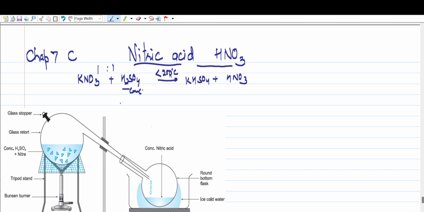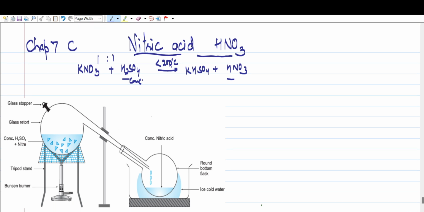Then the question may be asked: why have we taken the retort? The glass retort is taken so that the nitric acid vapors that are formed are immediately condensed. So nitric acid is collected, as the vapors are immediately condensed. Then next we take up the manufacturing method.